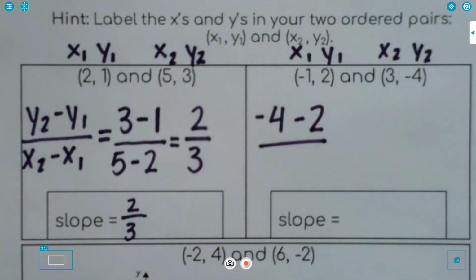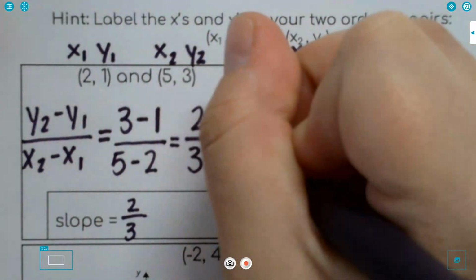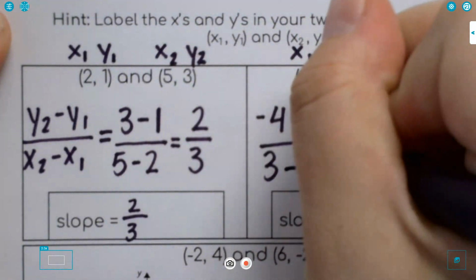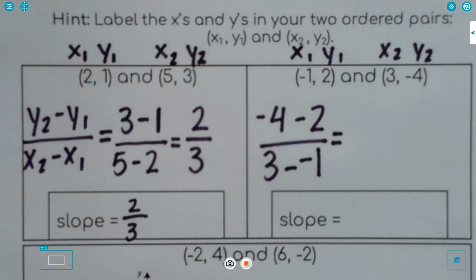Over, what is my x2 value? 3. Minus, what is my x1 value? Negative 1. Yeah, okay, that's what you said. I didn't hear you for a second. We have to do 3 minus negative 1 on the bottom there, because the formula says x2 minus x1. If x1 is negative, then it's minus the negative. So there's a minus that's part of the formula, and then a negative is part of the negative 1.